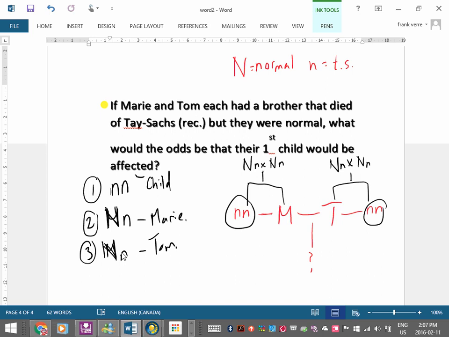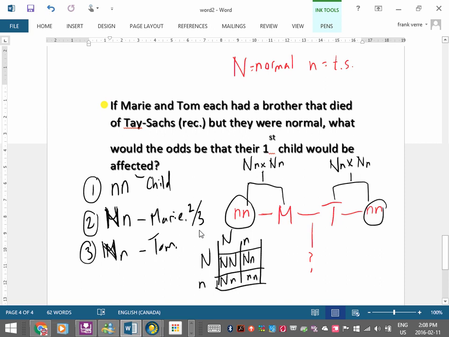Okay, so we know Marie and Tom's parents were carriers. And we know the Punnett Square for a carrier crossed with a carrier. There's the Punnett Square. So, Marie, what are the odds Marie's a carrier? To be fair, you have to have 1 big N, 1 little n. Two over three. How is it 2 over 3?